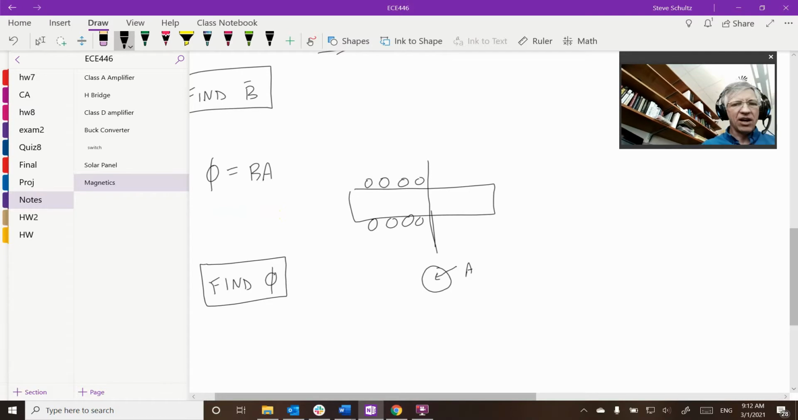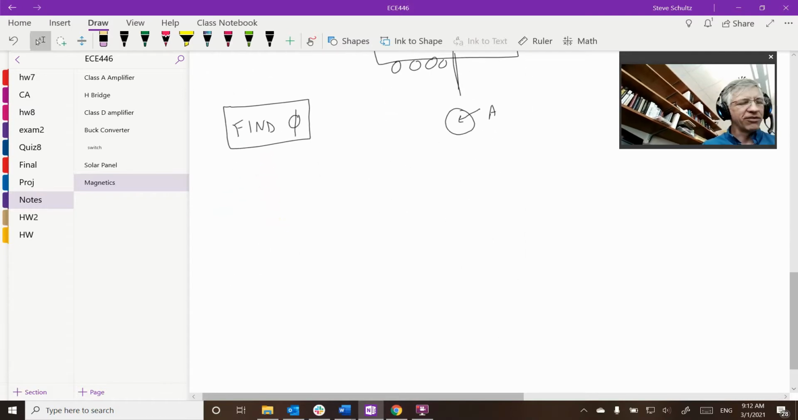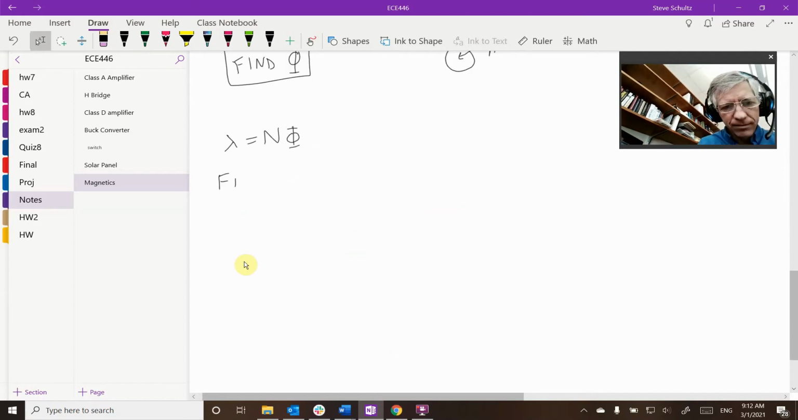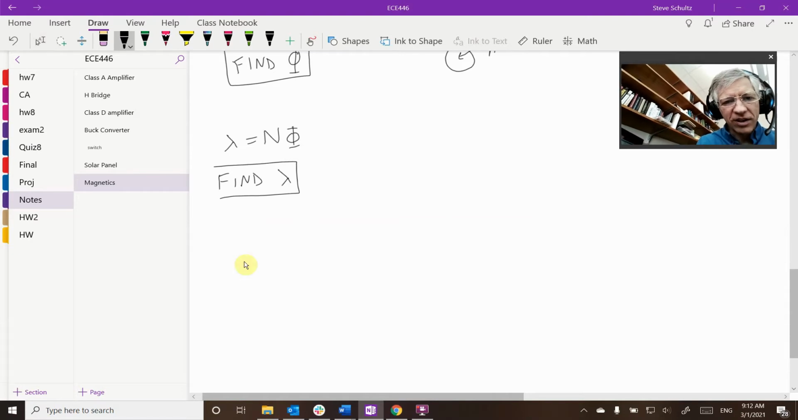Okay, so now we are getting into the concept of flux linkage. That is called lambda, which is equal to the number of turns times the flux, and lots of times we like to use the capital phi for that. So this is my flux linkage: I'm just going to multiply the flux by my number of turns to get my flux linkage. Okay, so now we found our flux linkage.